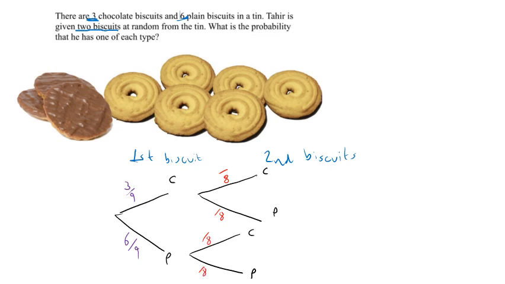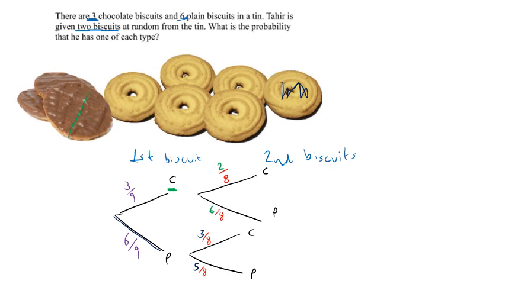So to start with, this is saying he's taken a chocolate biscuit already. If he's taken a chocolate biscuit, there'll only be 2 chocolate biscuits left, but there'll still be 6 plain biscuits. Down here, this option is saying he's taken a plain biscuit out. So there are still 3 chocolate biscuits in the tin, but there's only 5 plain biscuits left. So your diagram should have looked something like that.